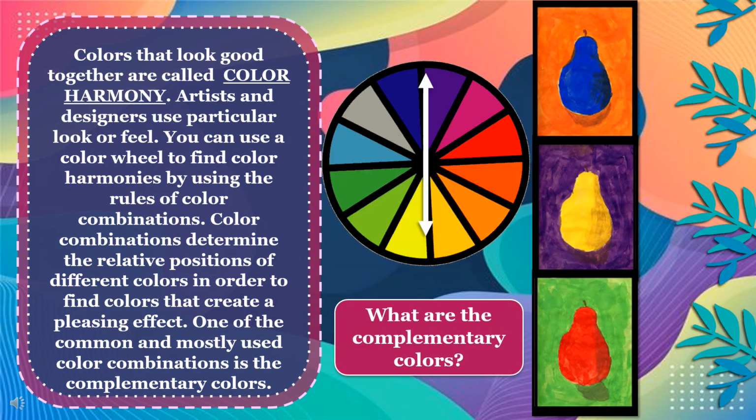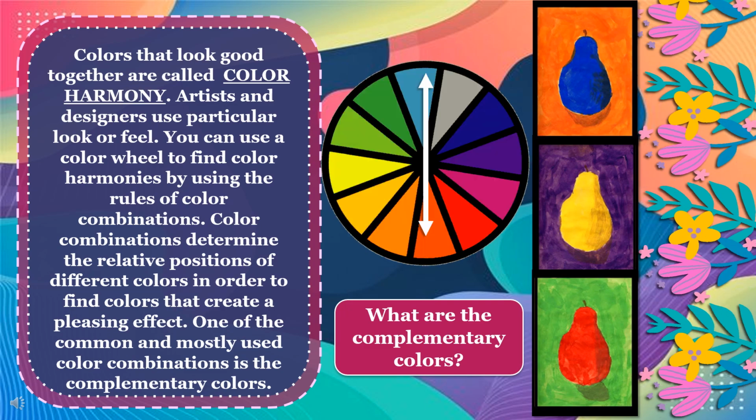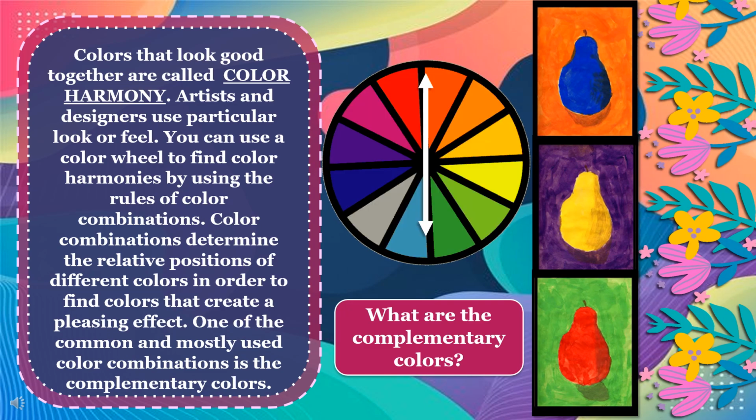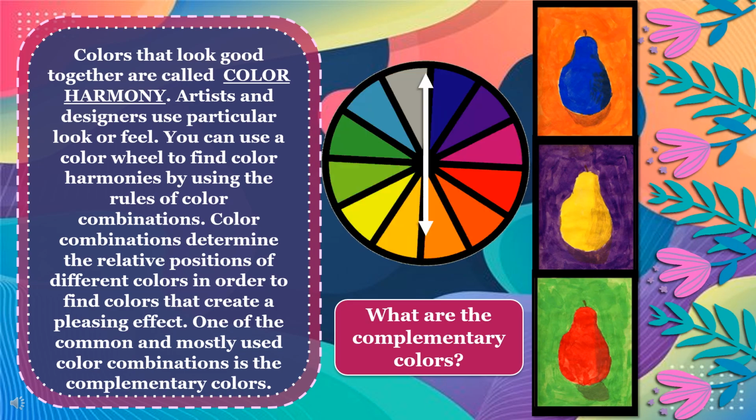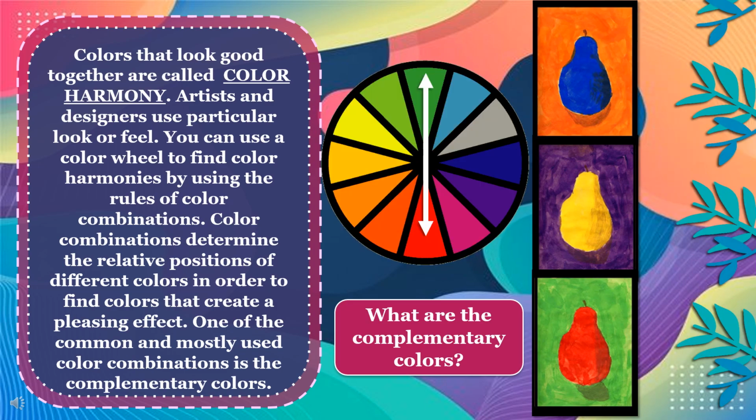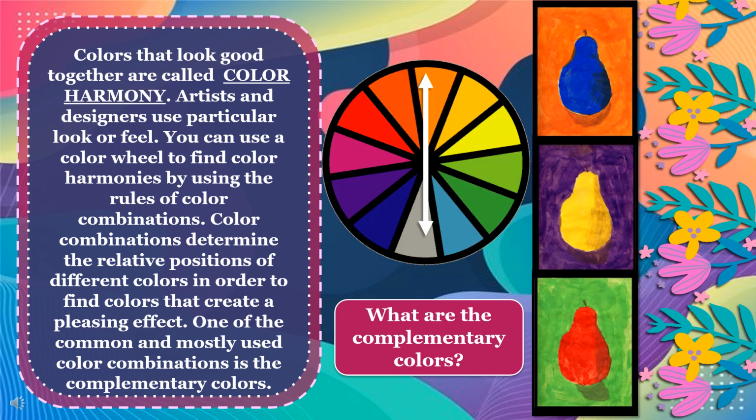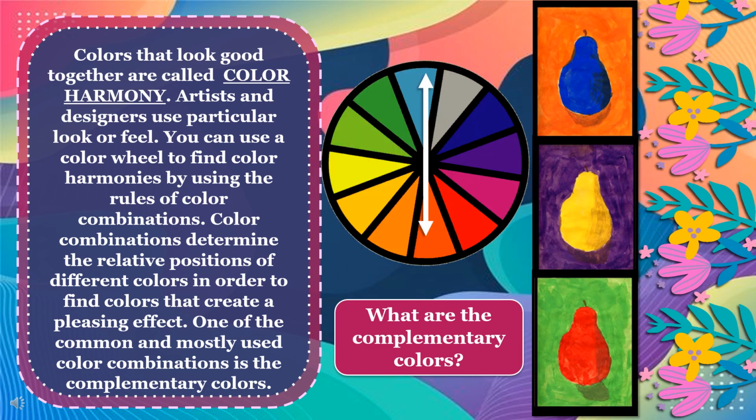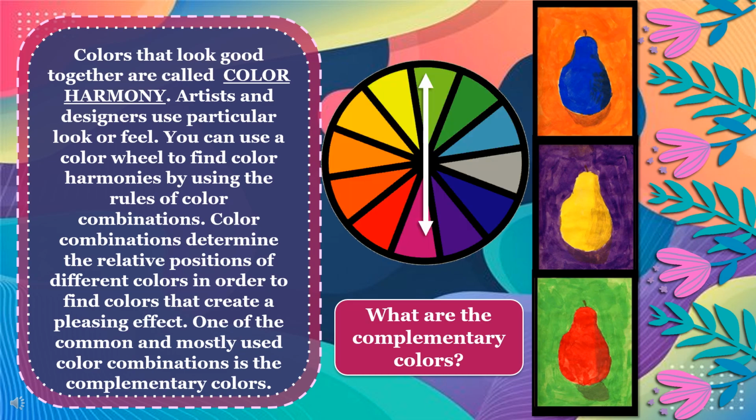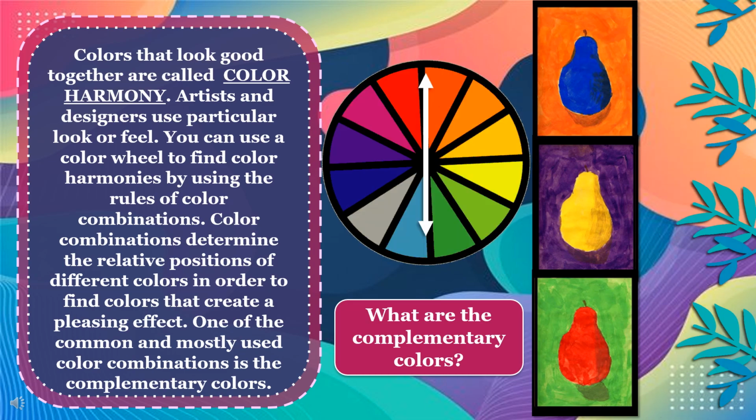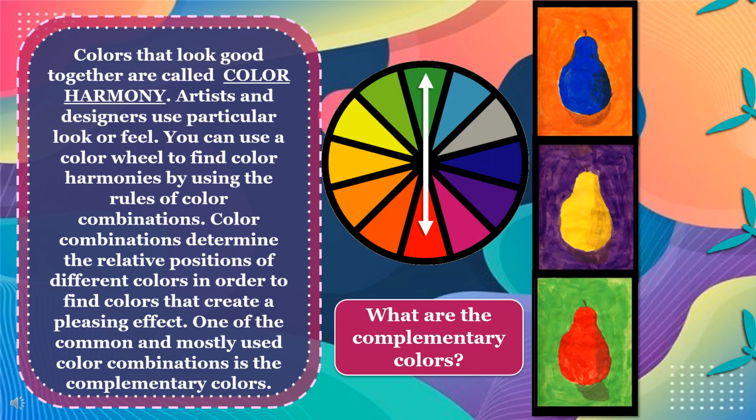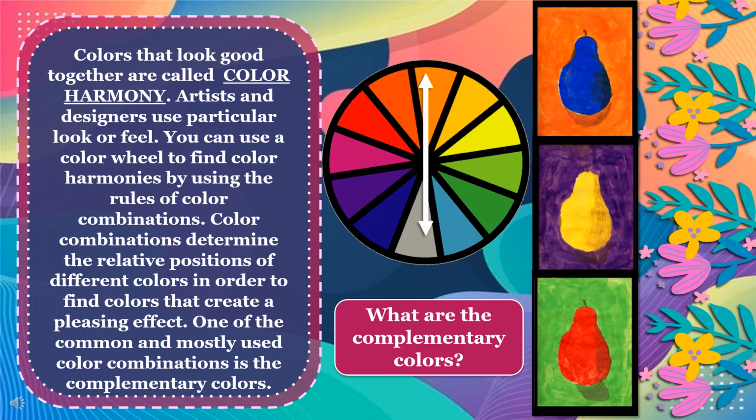Colors that look good together are called color harmony. Artists and designers use them to create a particular look or feel. You can use a color wheel to find color harmonies by using the rules of color combinations. Color combinations determine the relative positions of different colors in order to find colors that create a pleasing effect. One of the common and mostly used color combinations is the complementary colors.